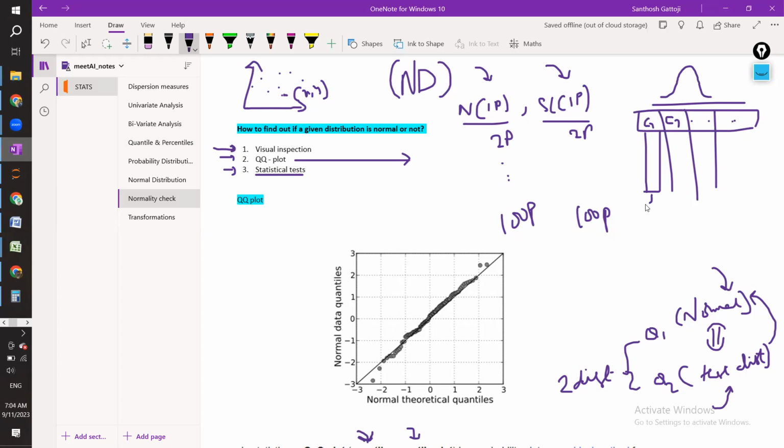You will find out the skewness, you will find the kurtosis, and also you will plot a QQ plot. Based upon that, you will do all things, a visual inspection. You will also plot a KDE plot. By looking at that, you will get some idea.